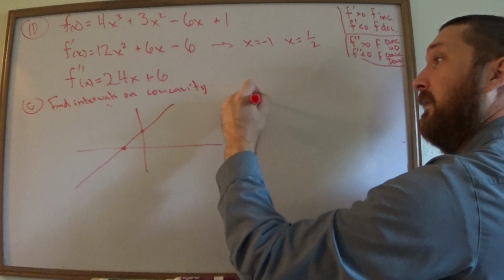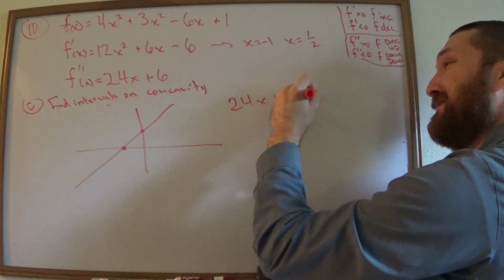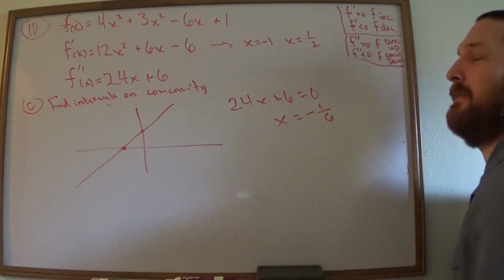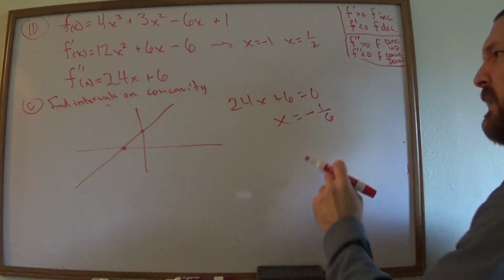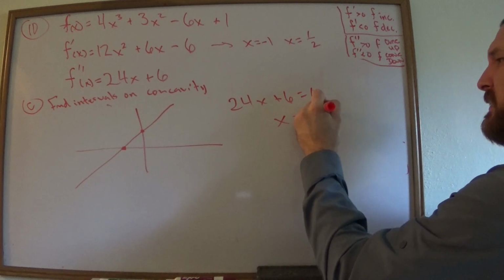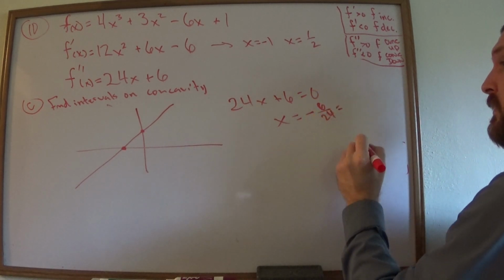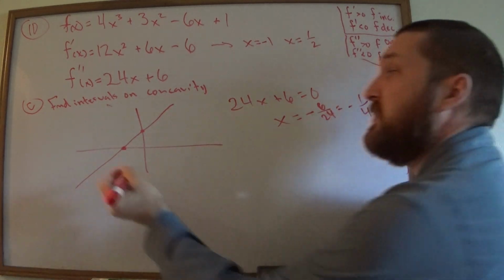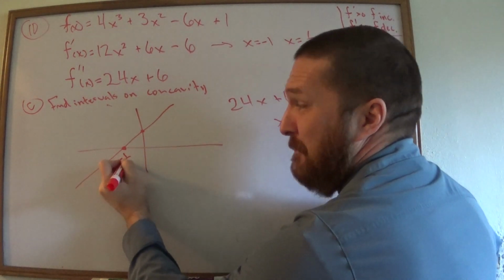We took a derivative and set it equal to 0. x equals minus 6 over 24. Or did I do that wrong? So minus 6 over 24. Is it a quarter? It is a quarter. Yeah, it's a quarter. Whatever it is, that's the number.